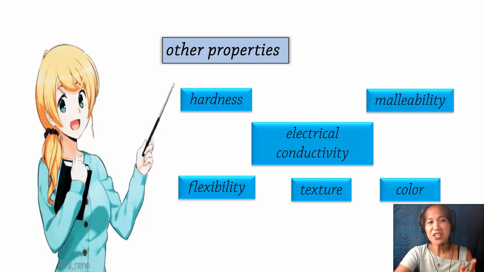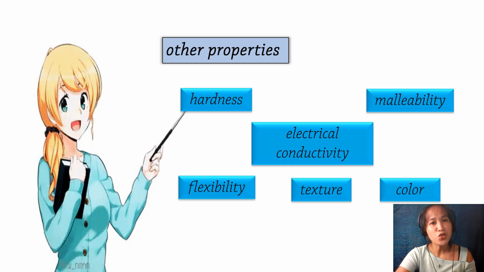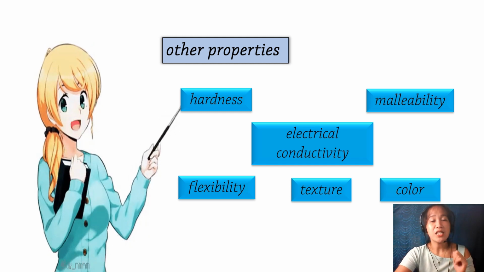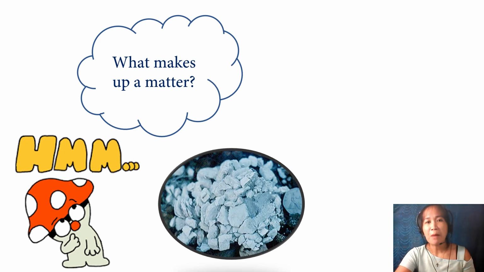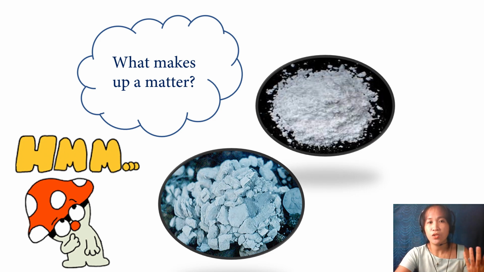Okay. So now that you can correctly describe matter based on the properties you have observed, it is important that you know what matter is made of. So, what makes up a matter? If you are going to hammer a stone into much smaller pieces, what would you get? And if you turn the sugar into a very fine powder, what would be the result?